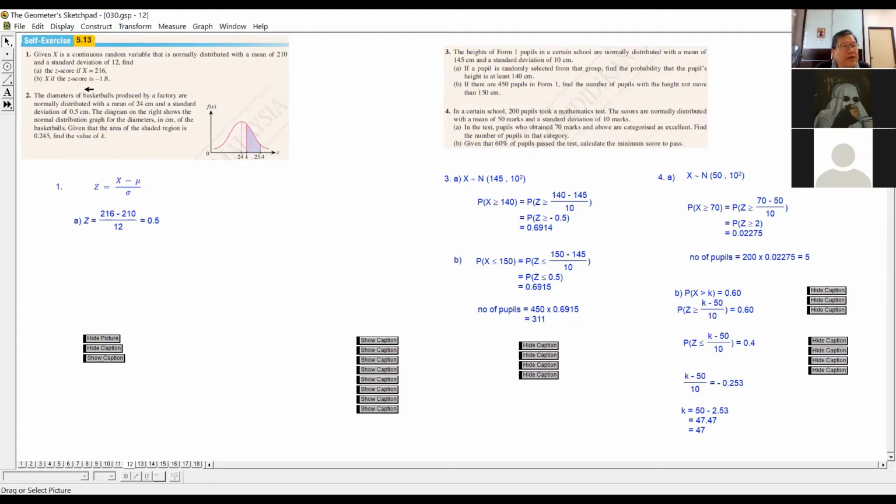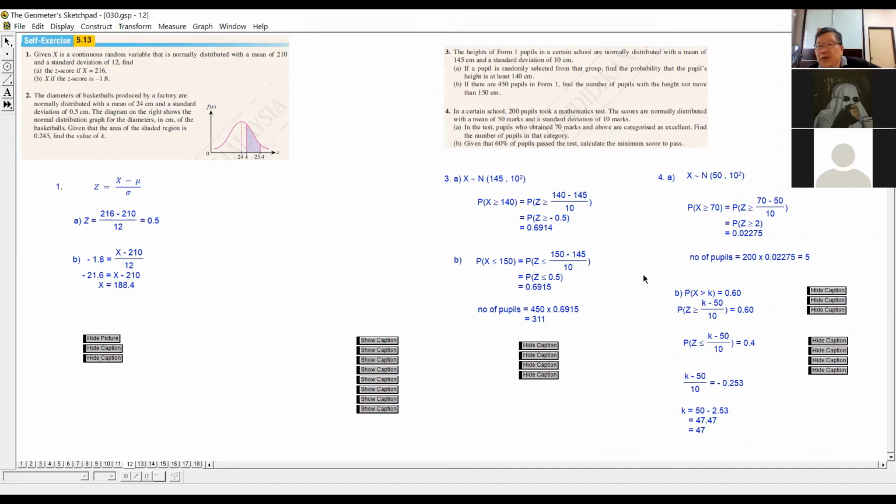Part B is also the same. You use the same formula, substitute in the values, then find the x. So how? Look at this one. The z-score is negative 1.8, so negative 1.8 equals x minus the mean 210 divided by sigma 12. To solve this equation, x is 188.4. So you have to solve the equation.